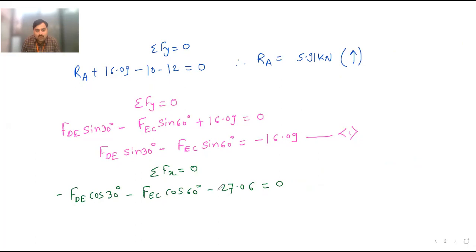-1, we can multiply the equation on both the right hand side and the left hand side. So if you multiply by minus sign, then this will become plus, this will become plus, this will become plus. If you multiply both the sides by -1, 0 into -1 will remain as 0. Then I will send this 27.06 to that side. So what will I get now? FDE cos 30 plus FEC cos 60 is equal to minus 27.06. This is my equation number 2.